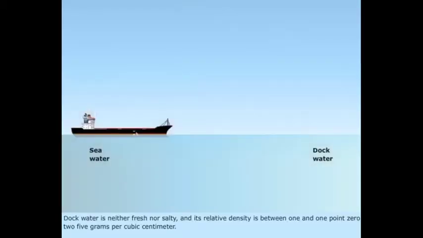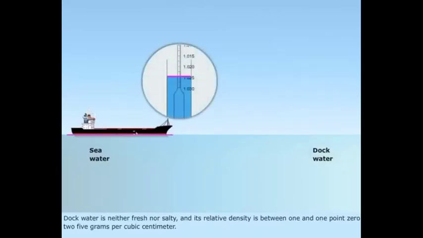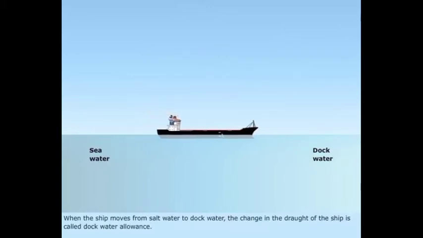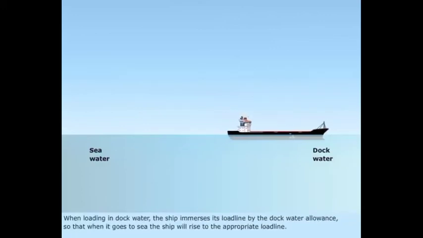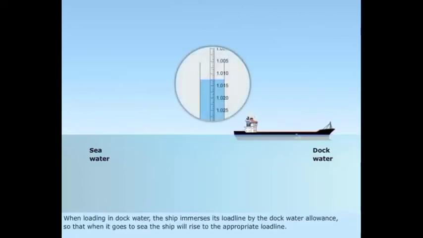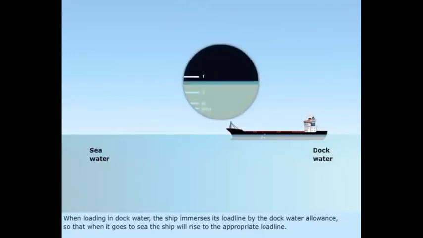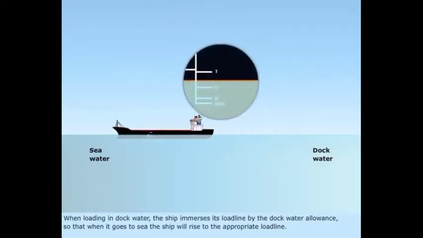Dock water is neither fresh nor salty, and its relative density is between 1 and 1.025 grams per cubic centimeter. When the ship moves from salt water to dock water, the change in the draft of the ship is called dock water allowance. When loading in dock water, the ship immerses its load line by the dock water allowance so that when it goes to sea, the ship will rise to the appropriate load line.